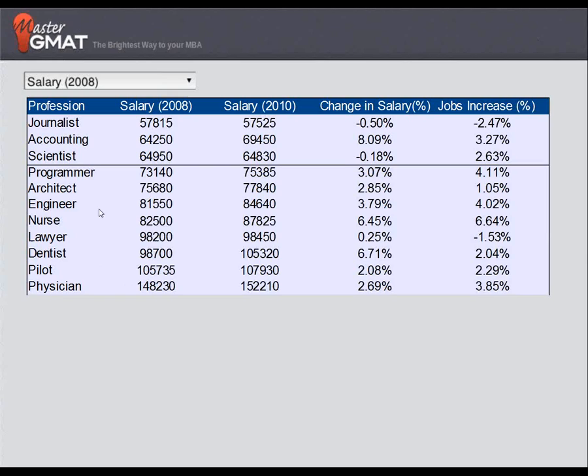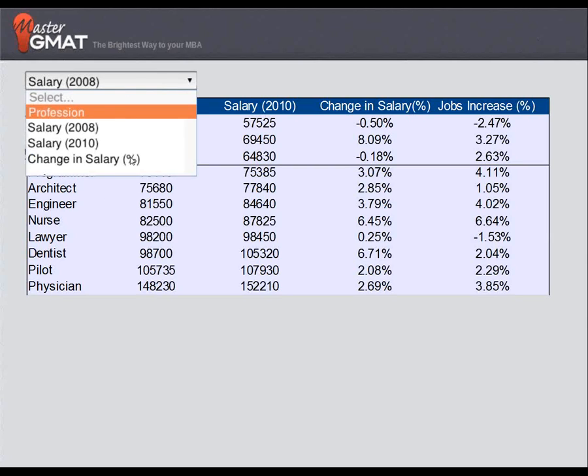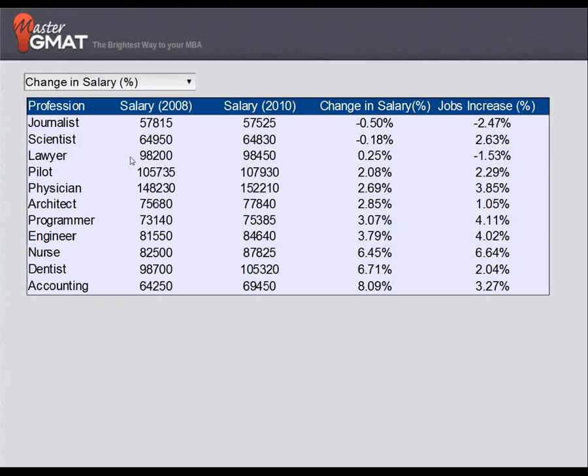Now, let's change the variable we're sorting by. I'd like to sort by the change in salary as a percent. It's done. Okay. Now, if you look in the fourth column, we see how quickly the salaries for the different professions grew in 2 years. Accounting, apparently, grew the quickest at, is it 8.09%? But the salaries for journalism and science are actually shrinking. The internet is really damaging the publishing business, so journalists are really losing out in the economy.